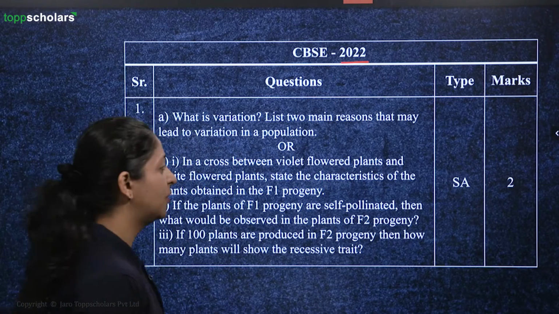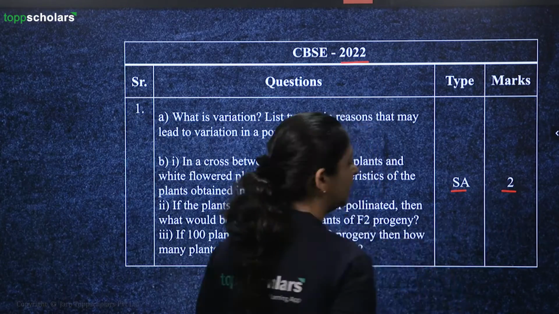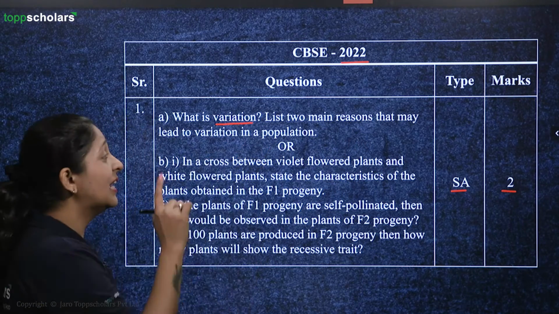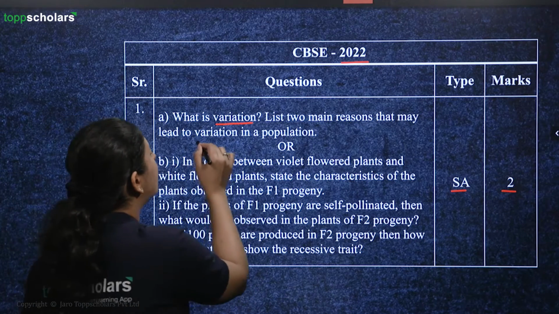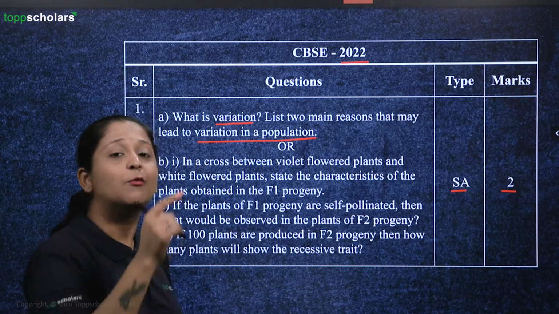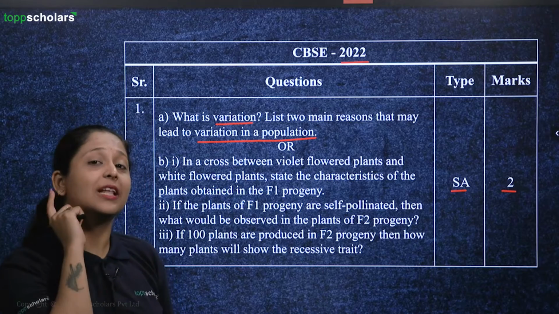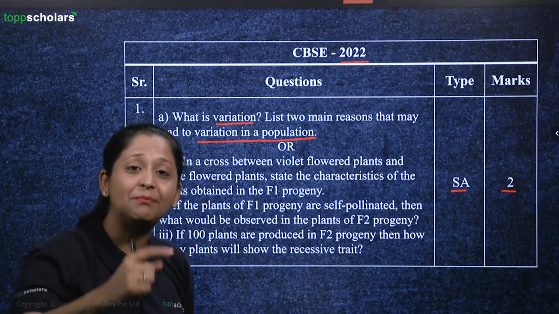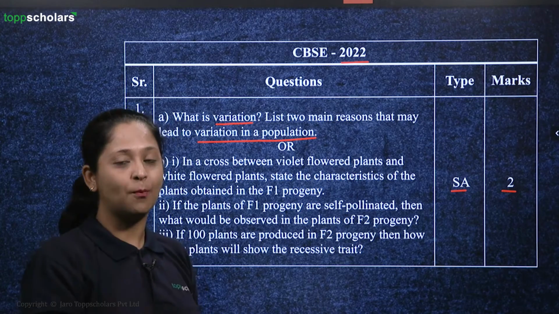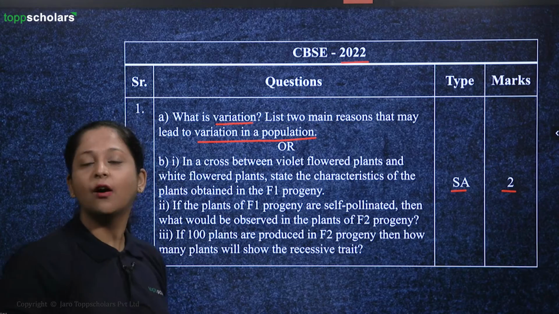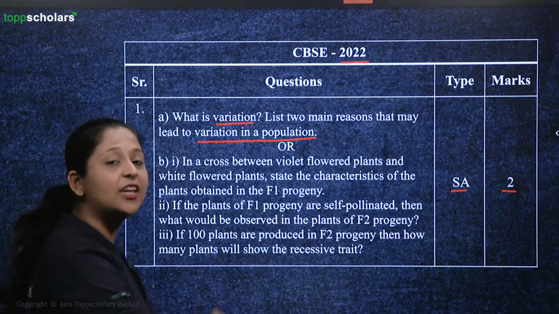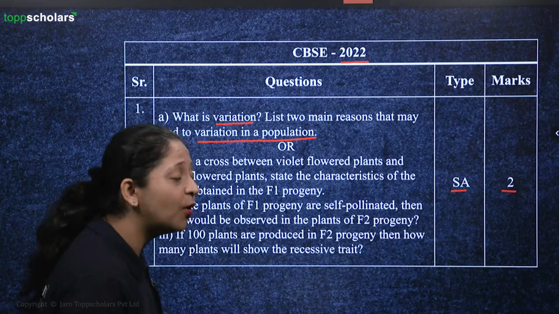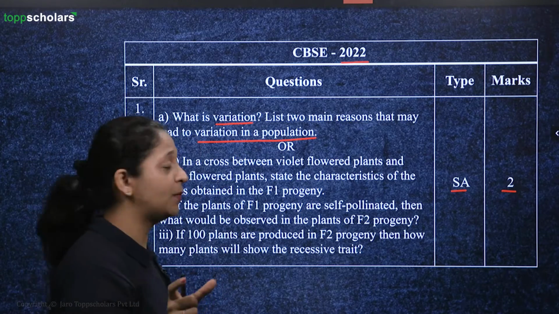Again, we have a short answer type question holding 2 marks. Correct? Let's go to the question first. Here, what is variation? List 2 main reasons that may lead to variation in a population. We just discussed this question in the earlier year. It's a variation. Can you see, students, we are repeating the questions from a specific topic. So from heredity, up till now you must have understood that the variation point is very important. Acquired and inherited characteristics are also very important. So concentrate on those topics very much.